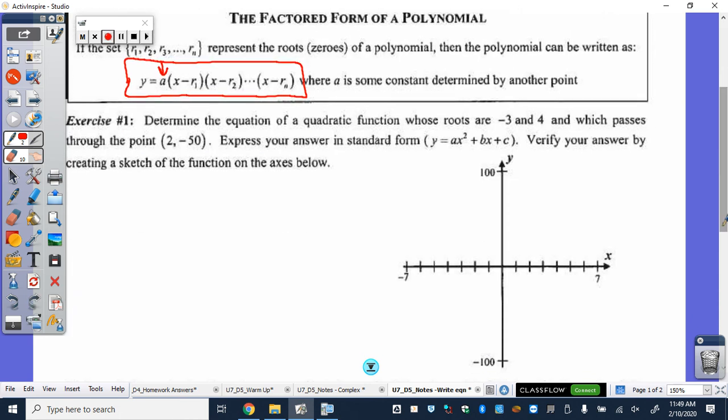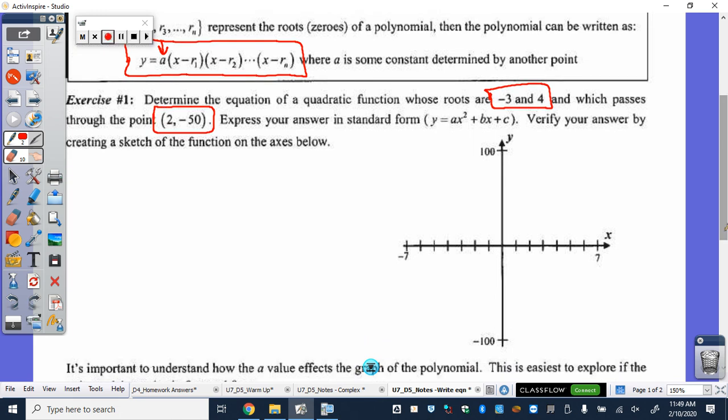We have determined the equation of a quadratic whose roots are -3 and 4 and passes through the point 2, -50. Express your answer in standard form of ax squared plus bx plus c and verify your answer by creating a sketch of the function on the axes below. So if we do like we were just doing before, and we just write it in factored form, that would simply be x plus 3 times x minus 4.